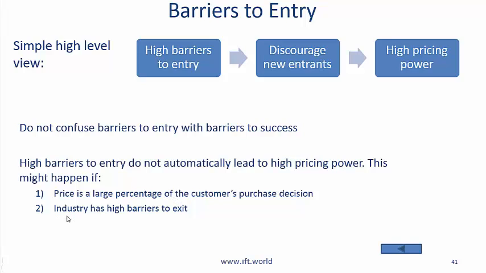Another issue is that the industry has high barriers to exit. So it is not easy for Boeing to exit the airline manufacturing business. So these are two reasons why, even though barriers to entry are high, the pricing power might not necessarily be high.